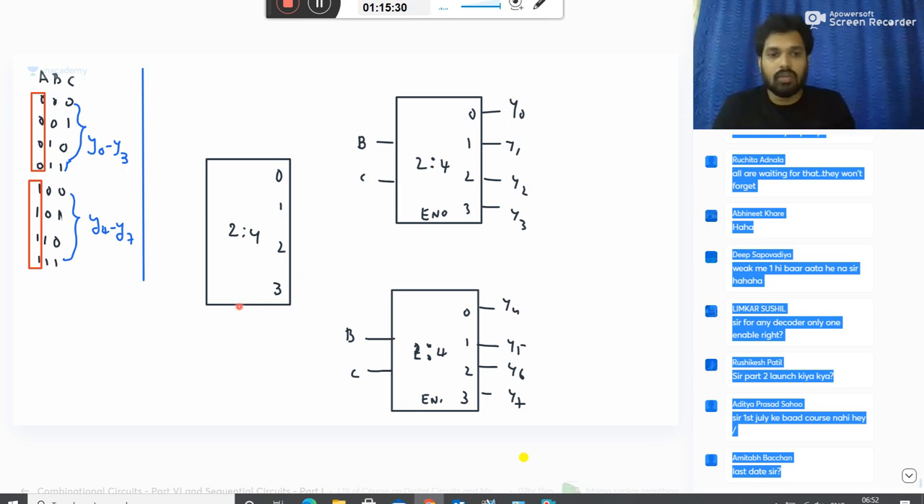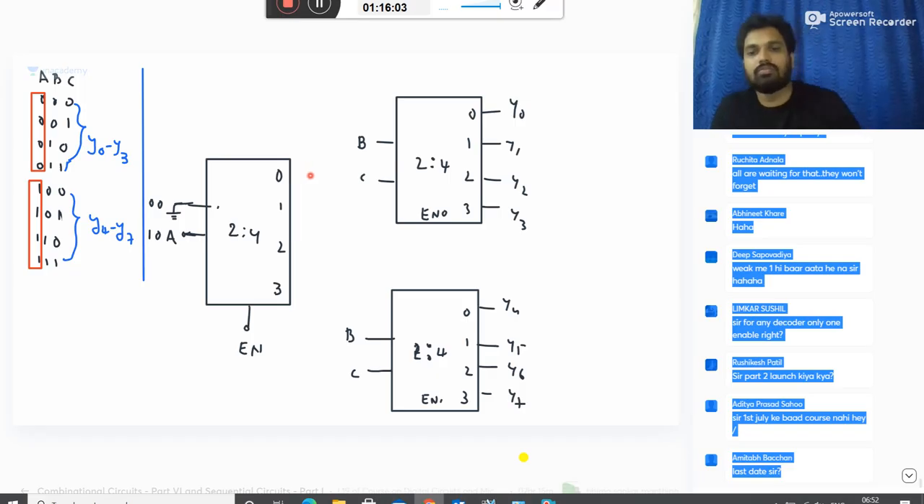Okay. Now it is the same story. Here you have one enable input. Here you need higher order and lower order. If you make this 0 and A, so it is always 0. A can be 0.